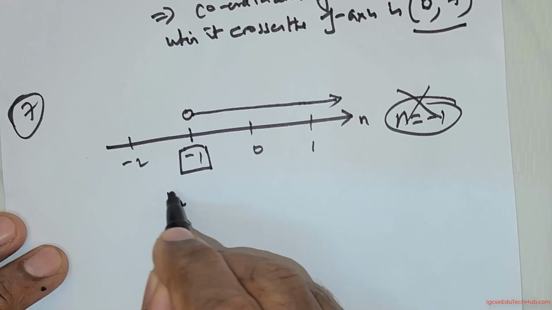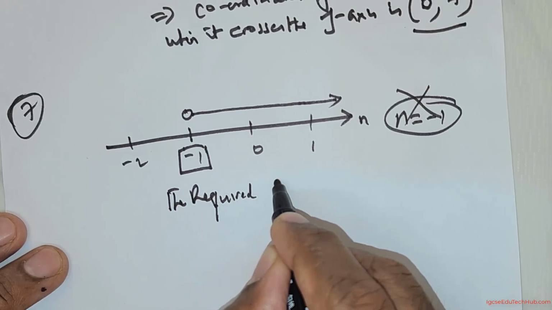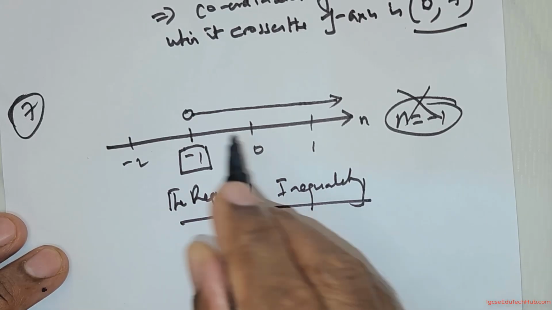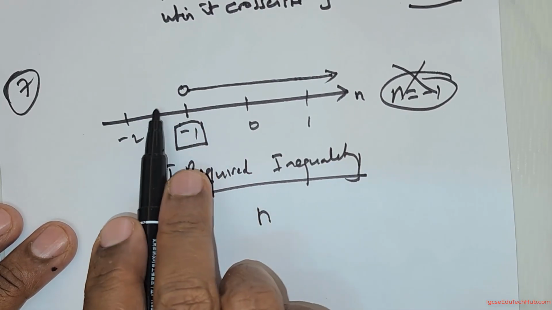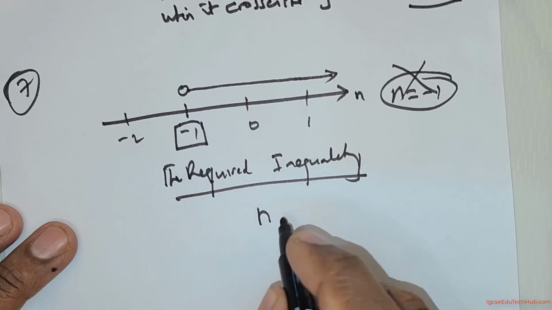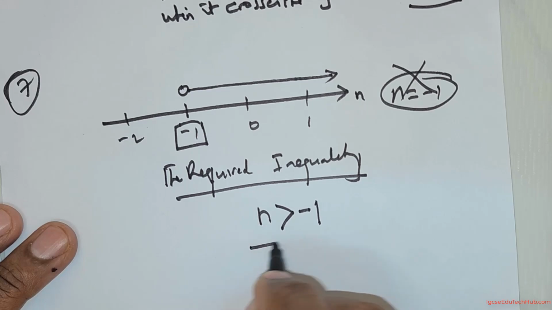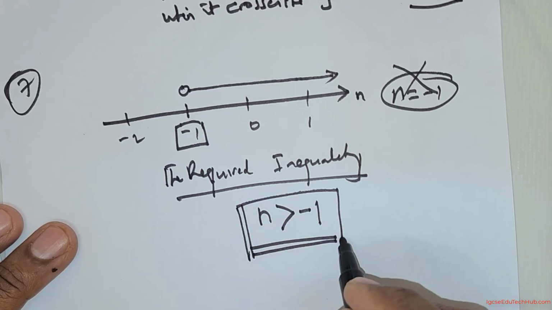So the required inequality for representing this figure is: n takes all values that are lying to the right side of -1. That means all values that are greater than -1. So this is the solution for this question.